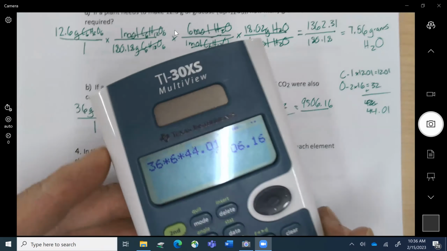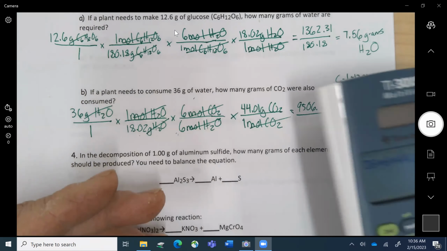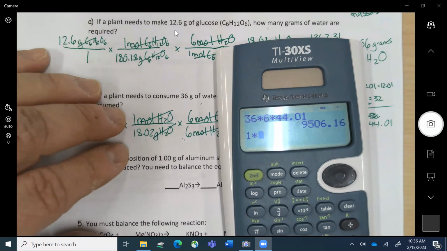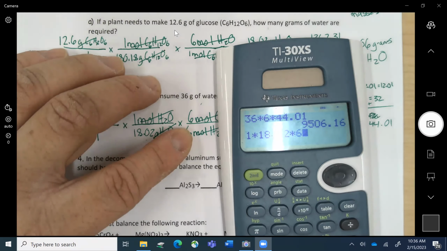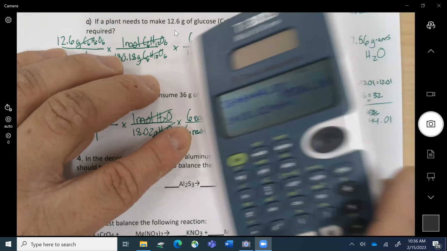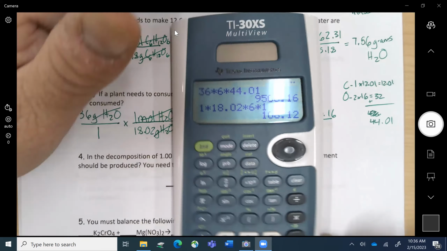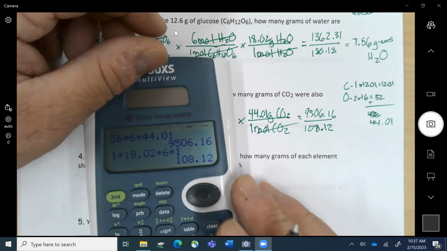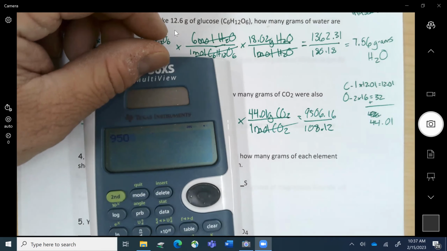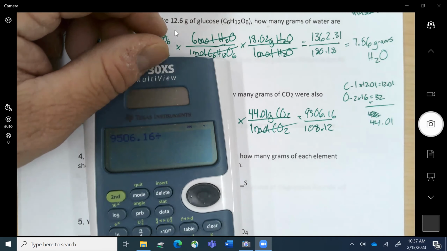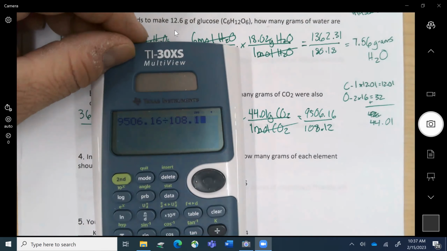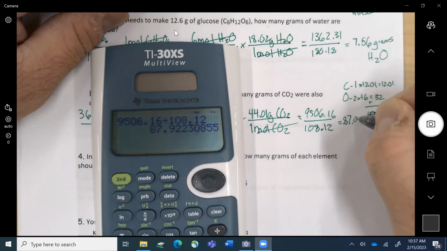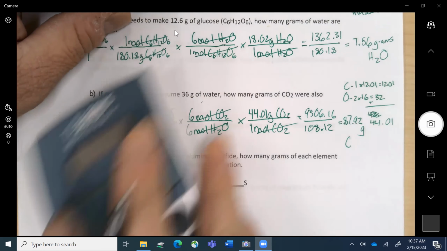And you can see, this is how I type in my calculator. Everything across the top. Now, I'll do it here. 1 times 18.02 times 6 times 1. Which ain't gonna make a difference, but. So 108.12. So now I'm going to do 9506.16 divided by the 108.12. So I would need 87.92 grams of CO2.